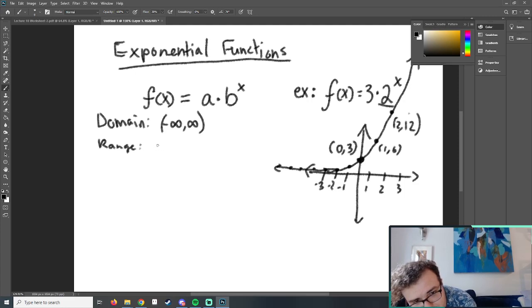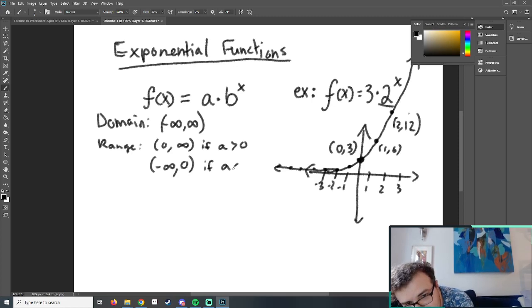So our range is going to be 0 to infinity, not including 0, if a is positive, and it's going to be negative infinity to 0 if a is negative. If a equals 0, then the whole function equals 0, right? Because it would just be 0 times b to the x, and so we wouldn't really consider it an exponential if a equals 0. So we don't worry about that.